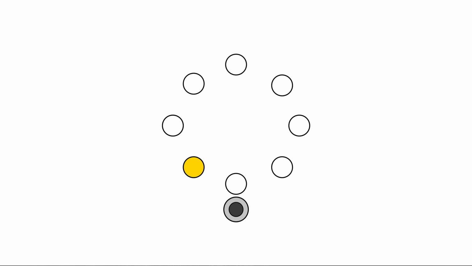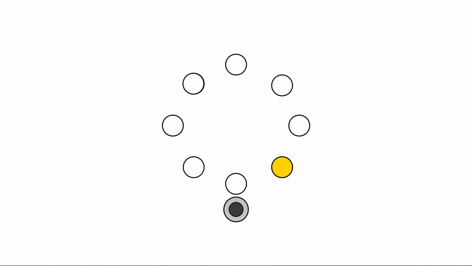So LED 1 would turn on and then off, followed by LED 2 and then 3, right around the loop. Now once the sequence reaches the target button, the player has to press it while that LED is on. So let's discuss how you might go about achieving this.